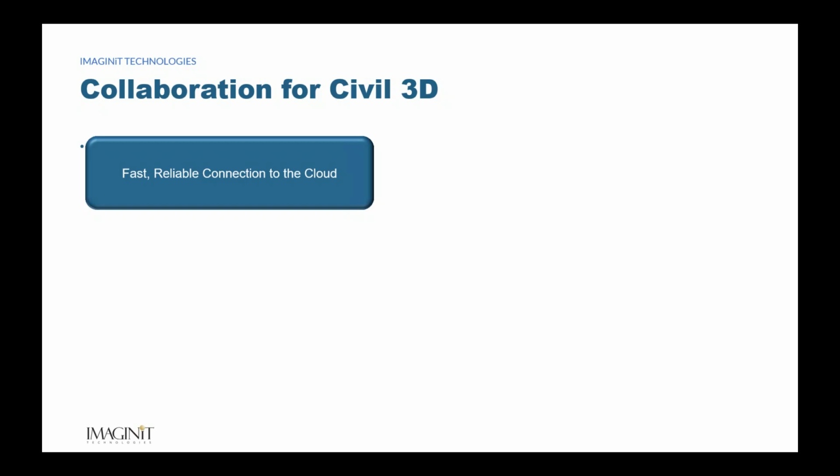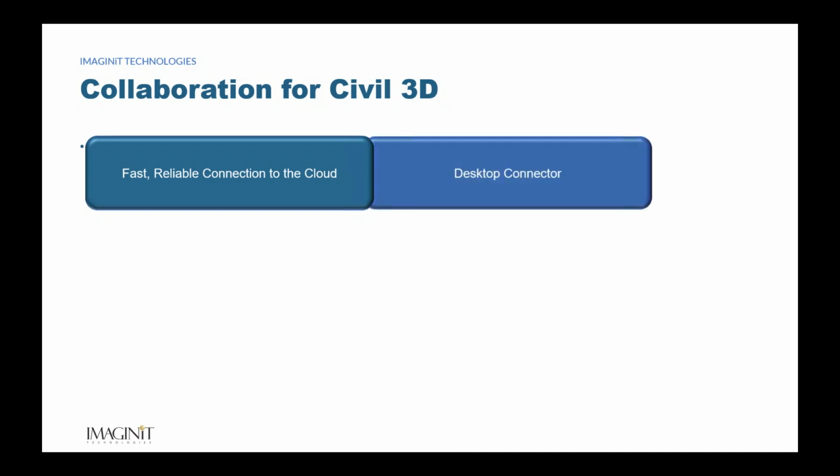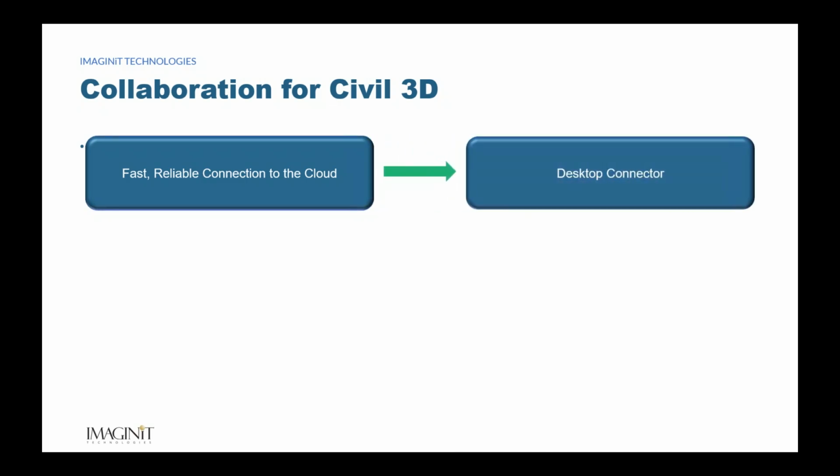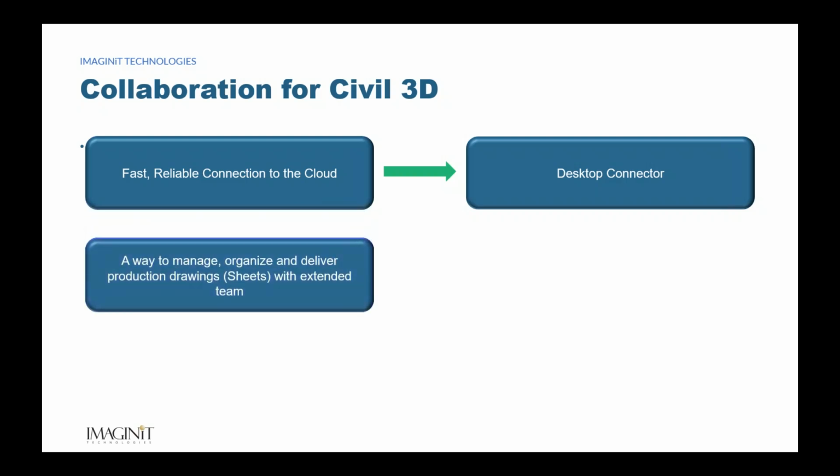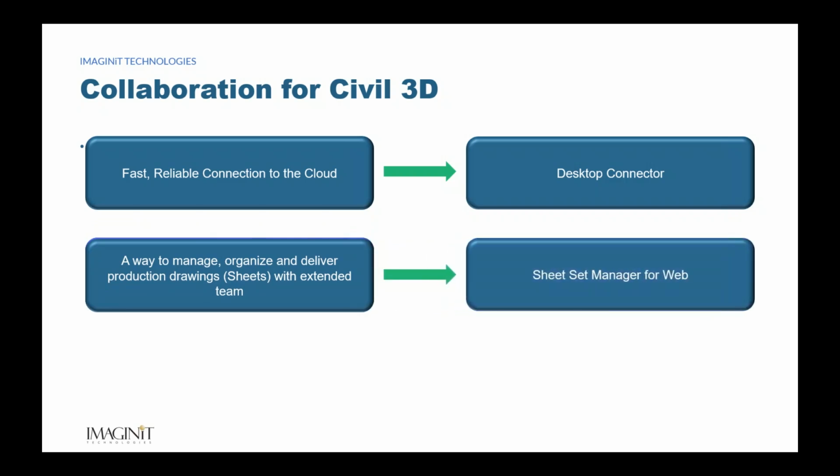But version 16 came out, and within version 16 of the connector, that's where we made some really good advancements. And within that Desktop Connector, that's the key that makes everything work. We'll talk about that more as we go through here, and I'll show you how that works together. With version 16 of the Desktop Connector, that's where it allowed us to get into the Sheet Set Manager for the web.